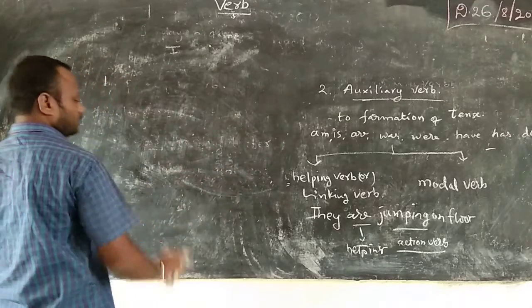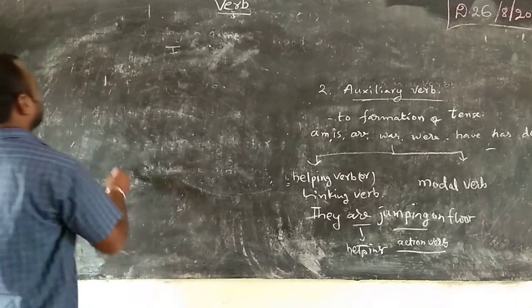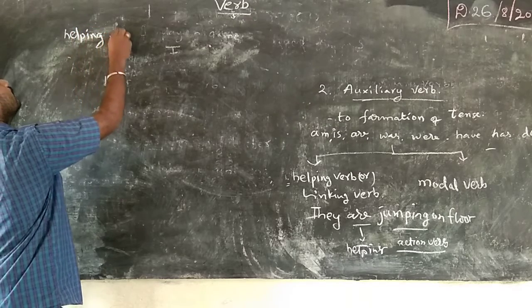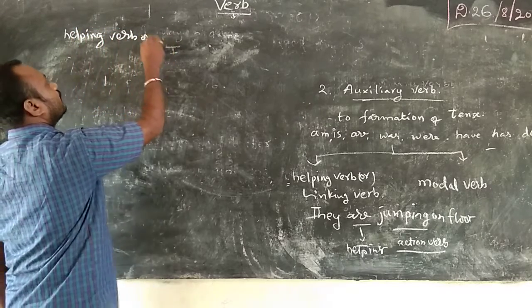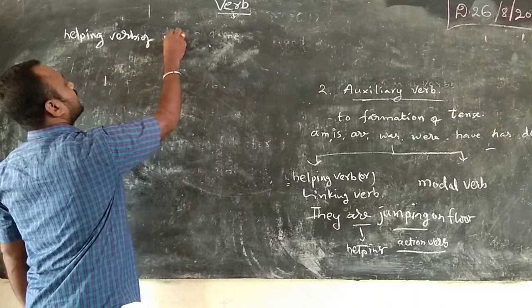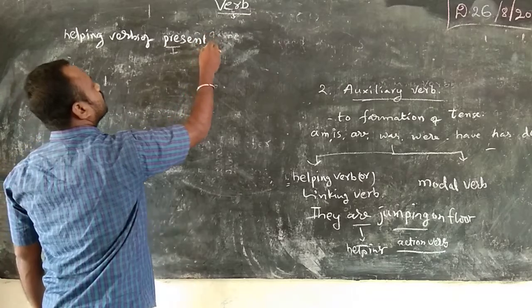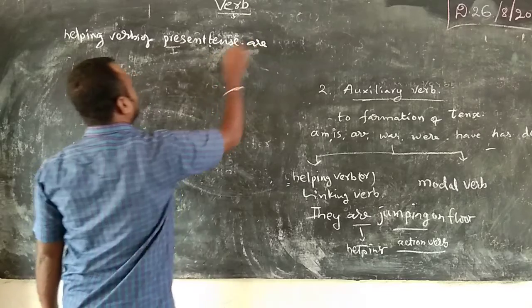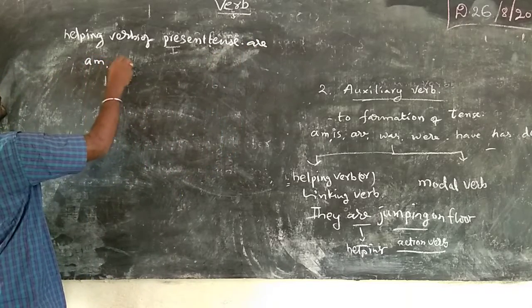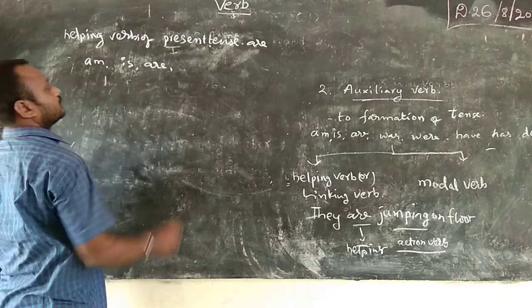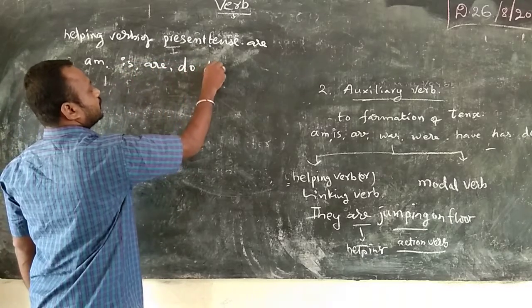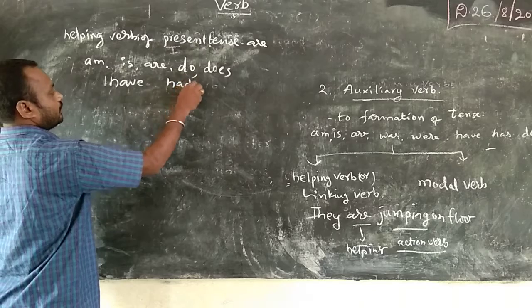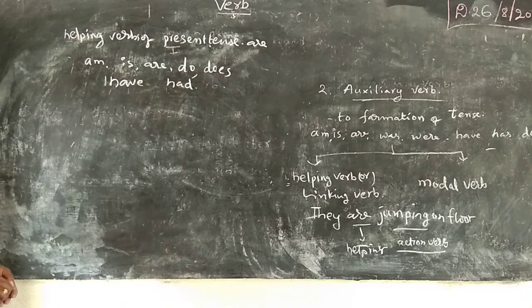Helping verbs of the present tense are am, is, are, do, does, have, has. These are the present tense helping verbs.